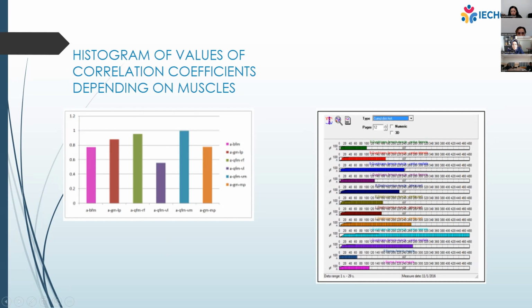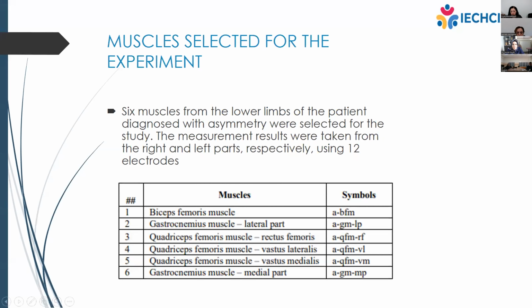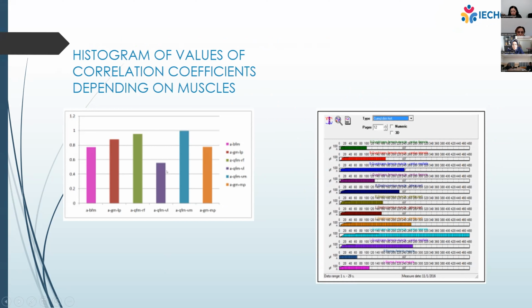And from this result, we see that vastus lateralis, this is a quadriceps femoris muscle, is the most asymmetric pair among the researched muscles.